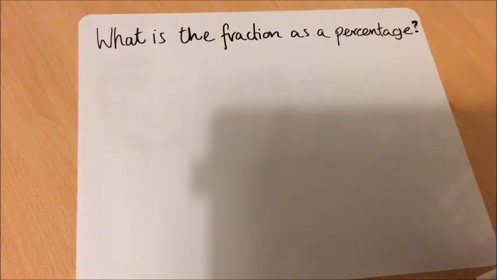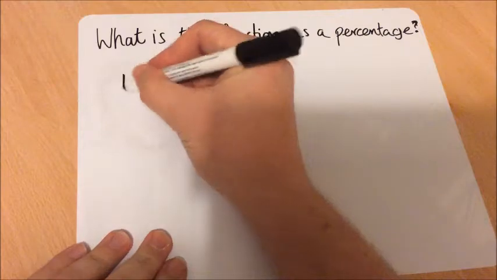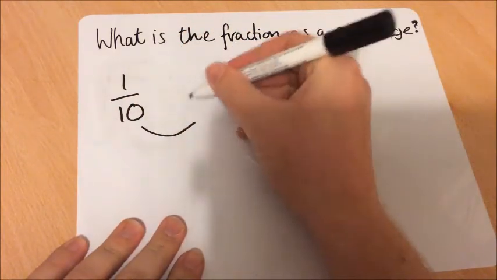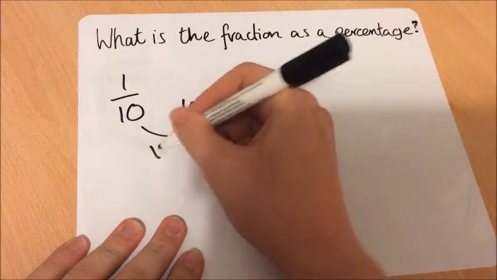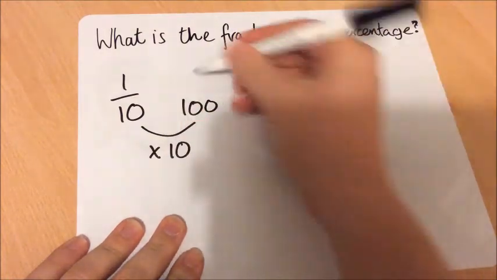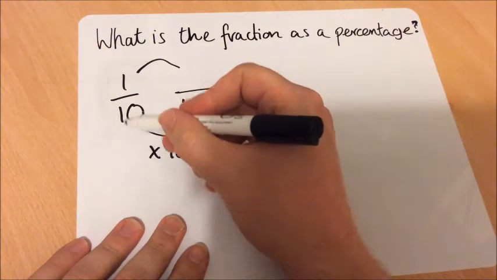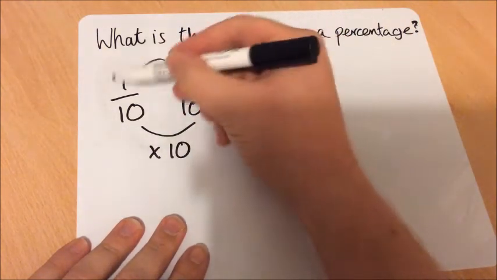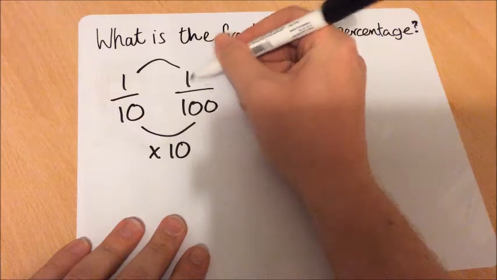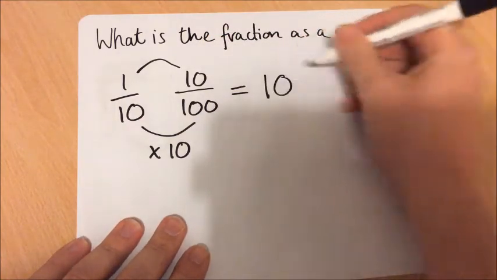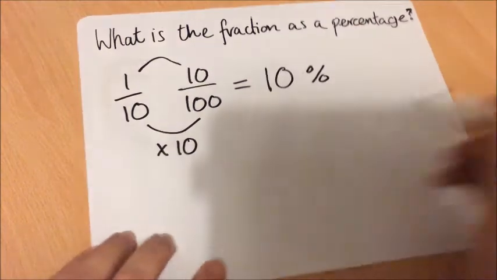Okay, if you're going to change a fraction into a percentage, the first thing you need to do is make that fraction into something out of 100. So if you've got 1/10, you need to get this to 100, which would be times by 10. 10 times 10 is 100. Then you do the same to the numerator. So times the denominator by 10, you get 100. Times the numerator by 10, you get 10. 10 over 100 means that that is then 10%.